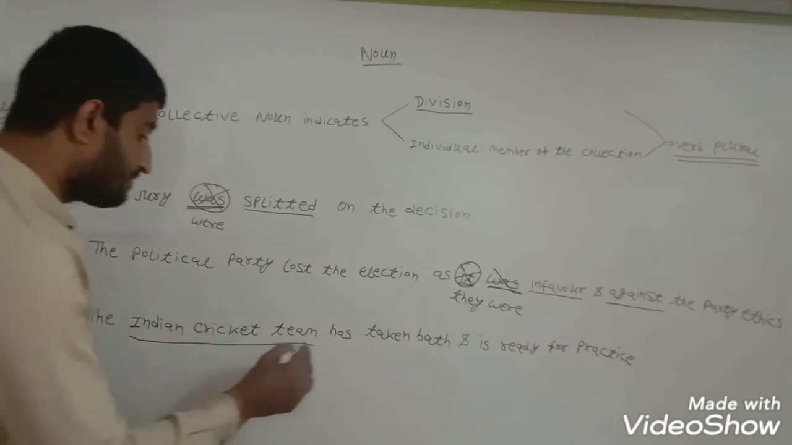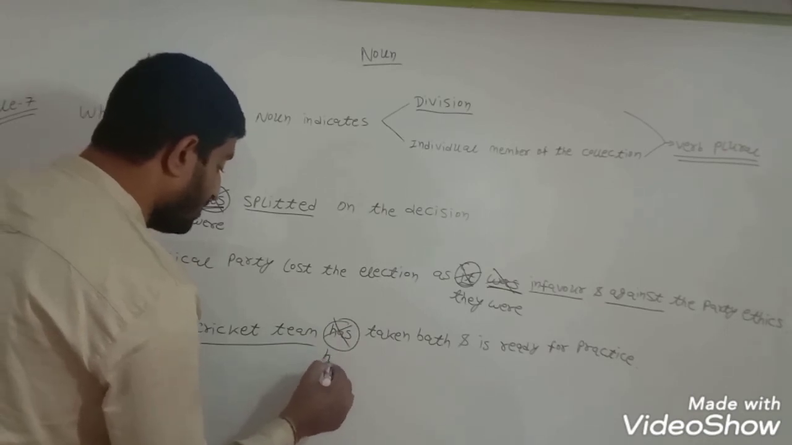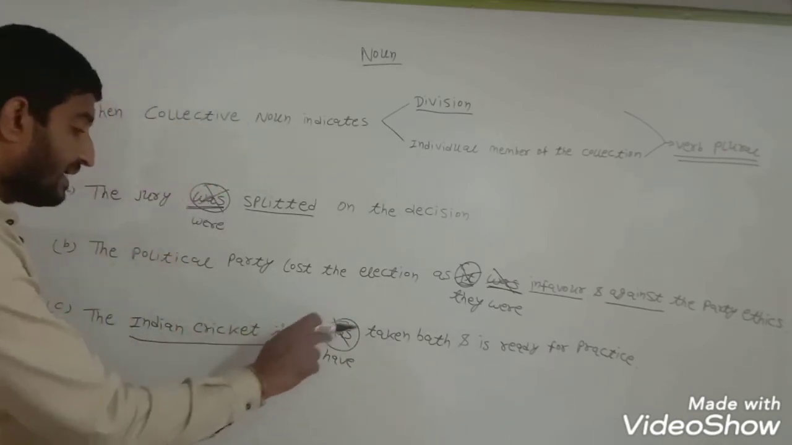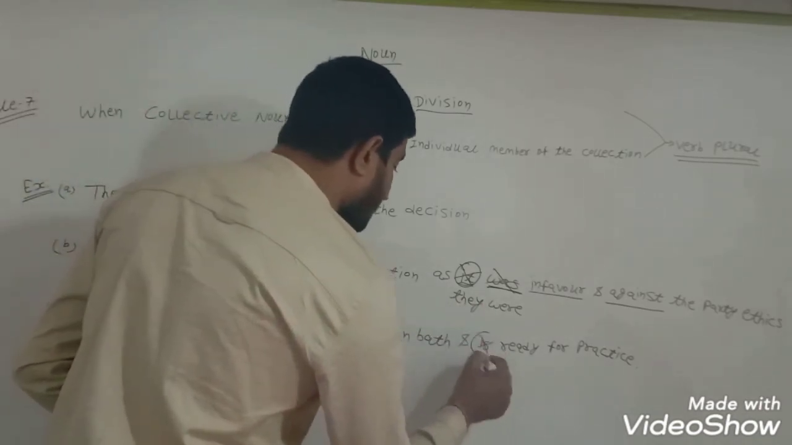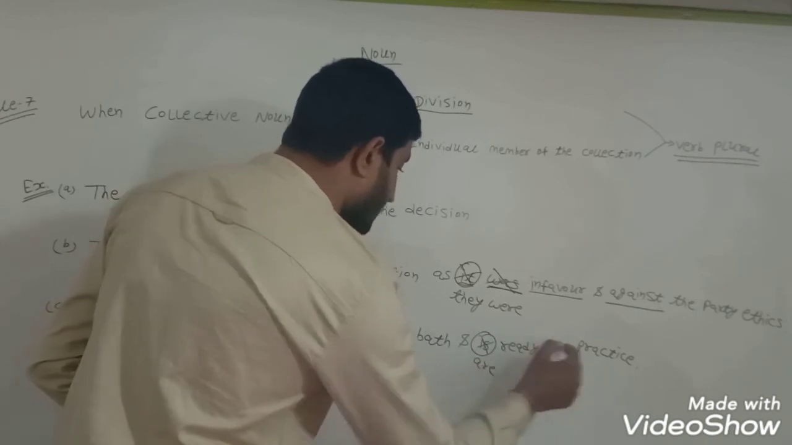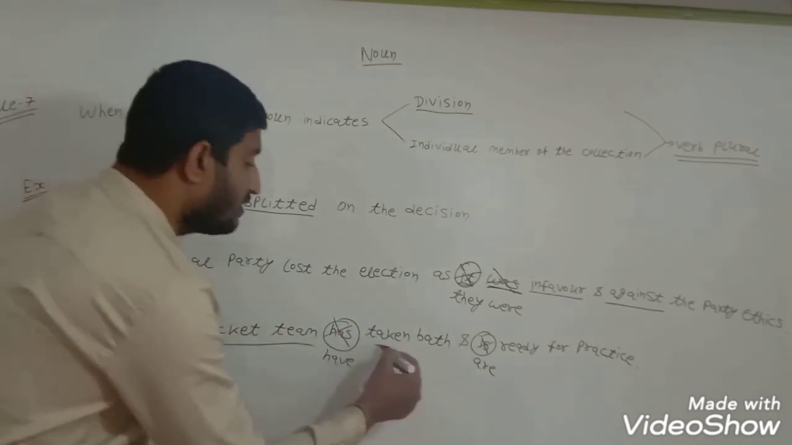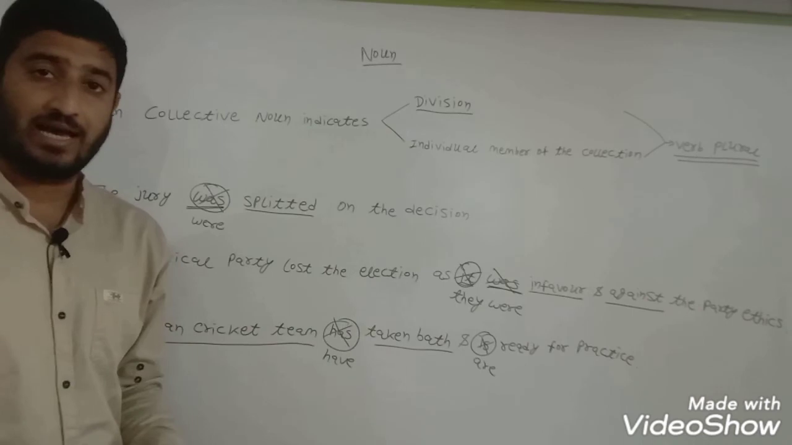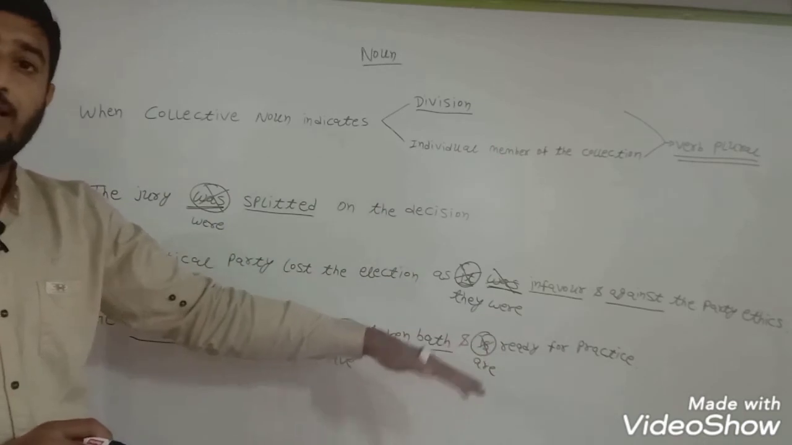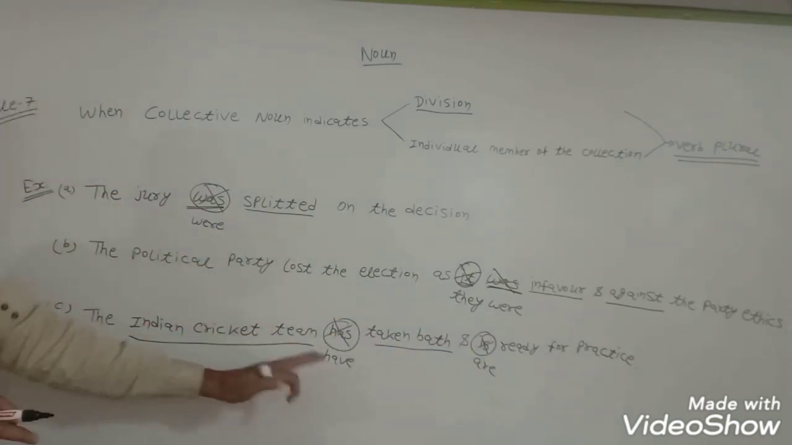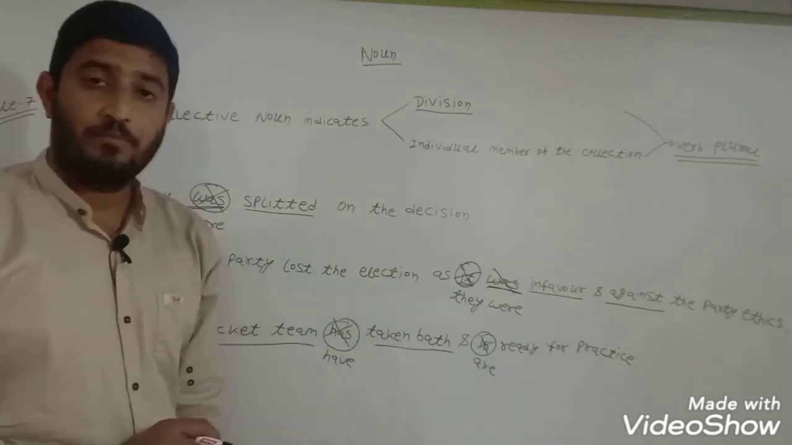So in that case, our verb in place of singular, it will become plural. The Indian cricket team have taken bath, and in place of is, it will become are, and are ready for practice. Ki sab individual, jo bath lenge, individually lenge. Sare team member, 13 member ek saath nahi nahayenge. So that's why their action is split. Alag alag individual member अलग अलग काम करने. सो इट इज प्लूरल. The Indian cricket team have taken bath and are ready for practice.